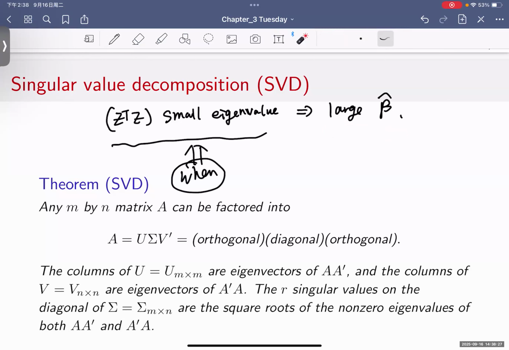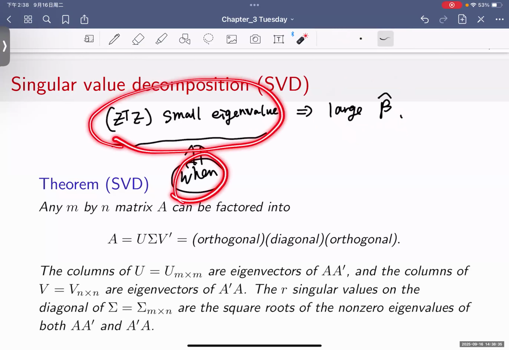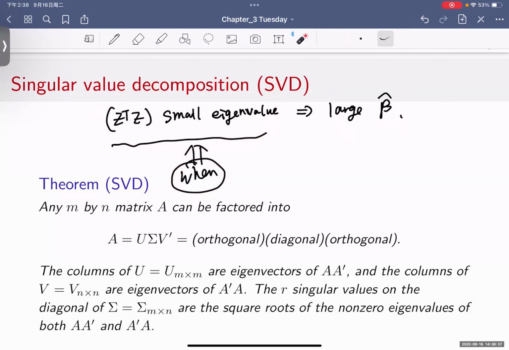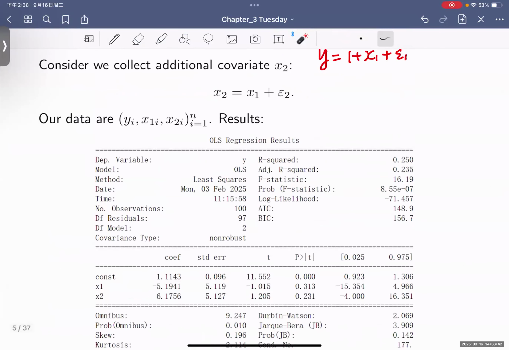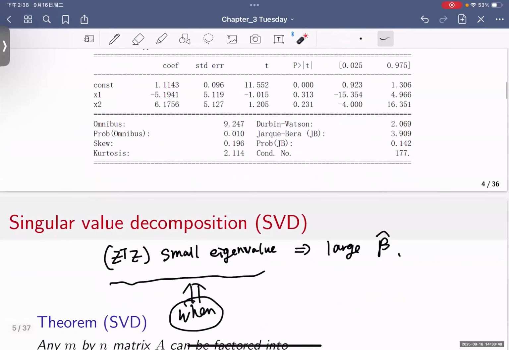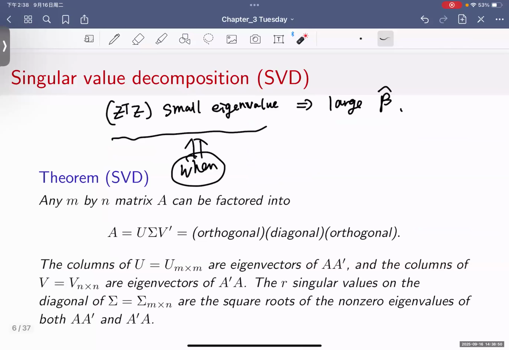So our question has two parts. One is how the small eigenvalue causes a large beta hat. The other is when we will get the small eigenvalue. The small eigenvalue I mentioned arises when features are the same, just like x1 and x2, two features that are so close to each other, whose eigenvalue will also be small. Of course, in our expectation z transpose z may have a small eigenvalue, and the inverse will have a large eigenvalue, making our beta hat extremely large.